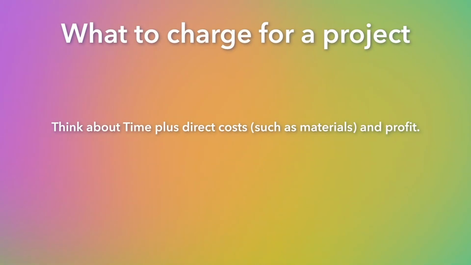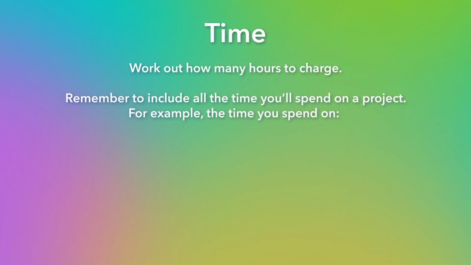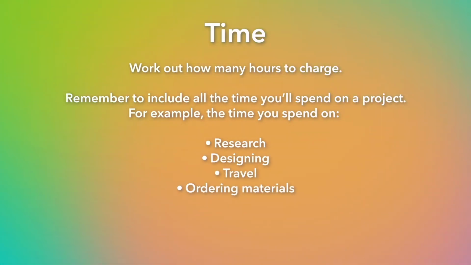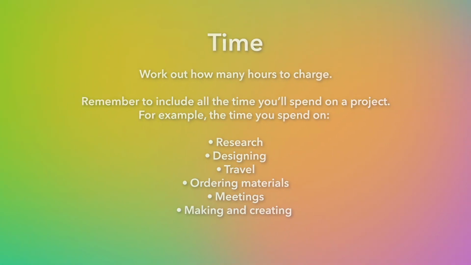When working out what to charge for a project, think about time plus direct costs, such as materials, and profit. So, step 1, time. Work out how many hours to charge. Remember to include all the time you'll spend on a project. For example, the time you spend on research, designing, travel, ordering materials, meetings, making and creating.